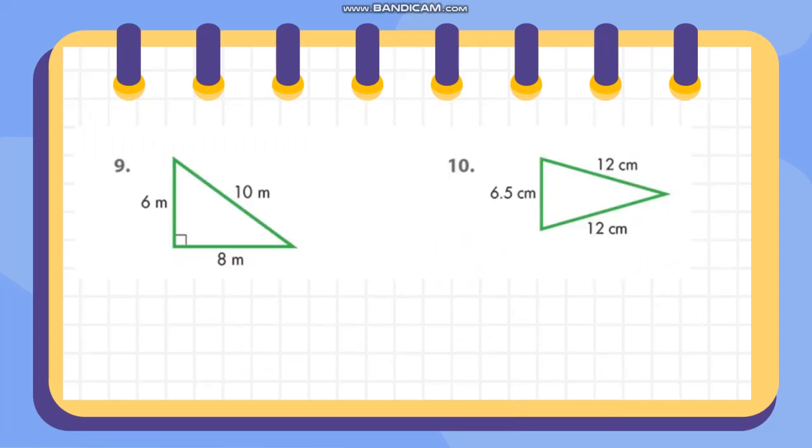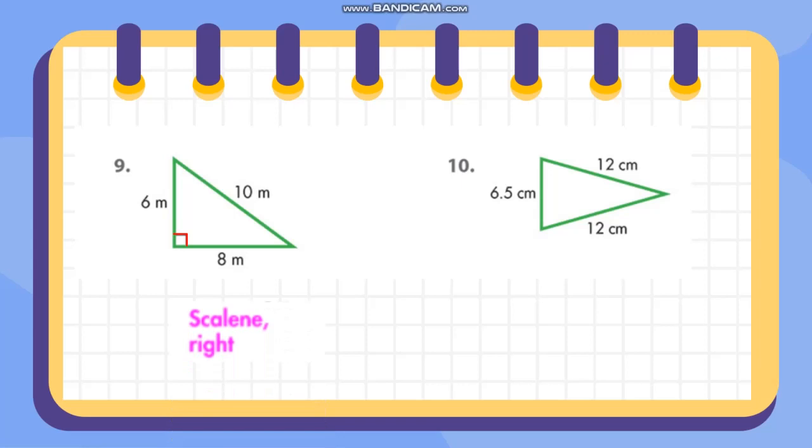Next, number 9. Look at the sides. We have 6, 10, and 8. So all sides are different. It means if no sides are equal, that is what we call a scalene triangle. So by its sides, that is scalene. Now, by its angle, there is one right angle. So if there is one right angle, that is considered a right triangle. So the answer is scalene right triangle.